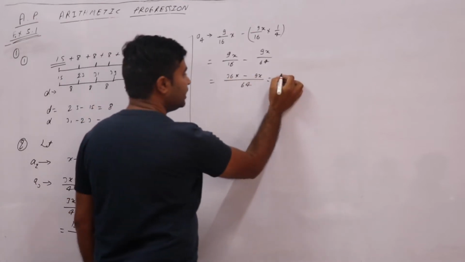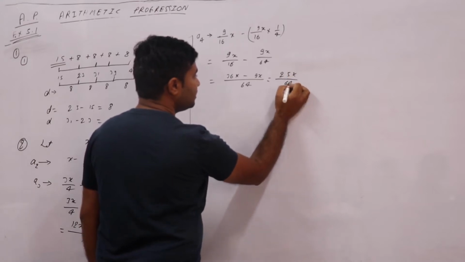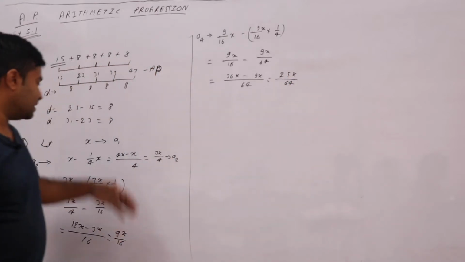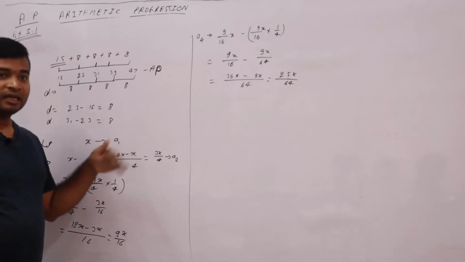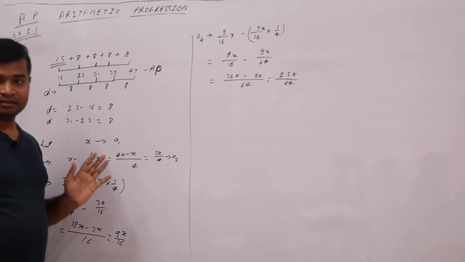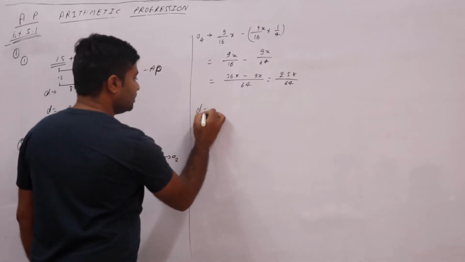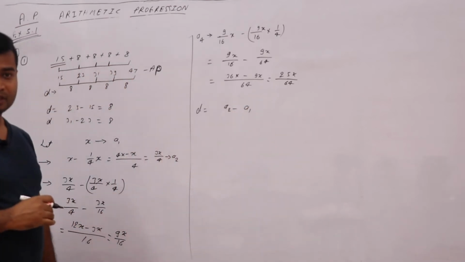25x by 64. So actually 3 terms is more than enough, but one more we have to find. Correct? Now try to find A2 minus A1, the common difference. Now try to find the common difference. A2 minus A1, second term minus first term.